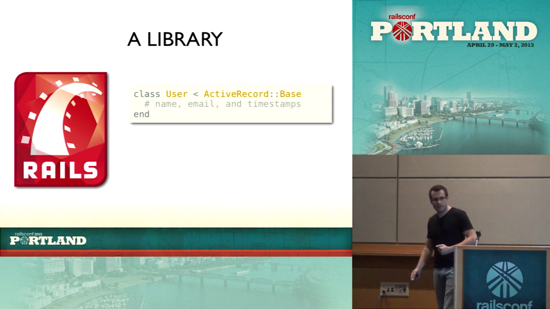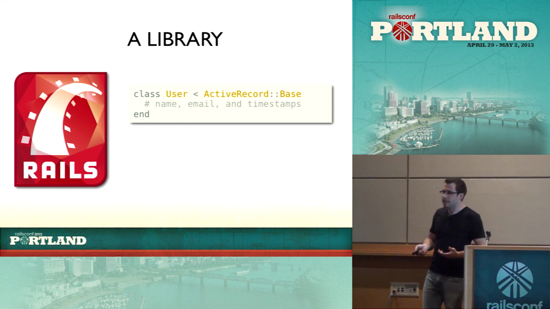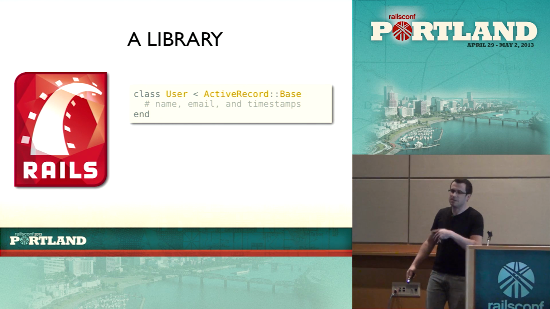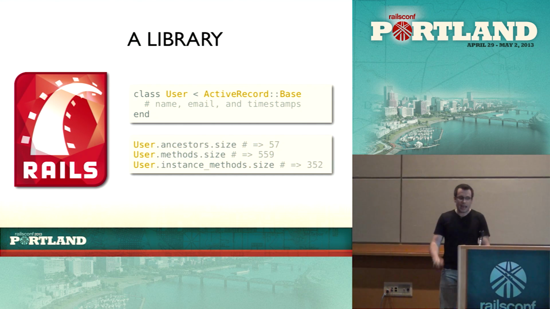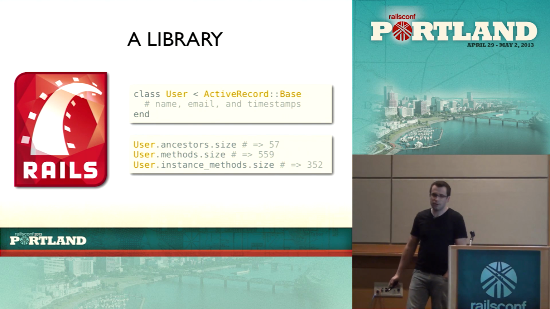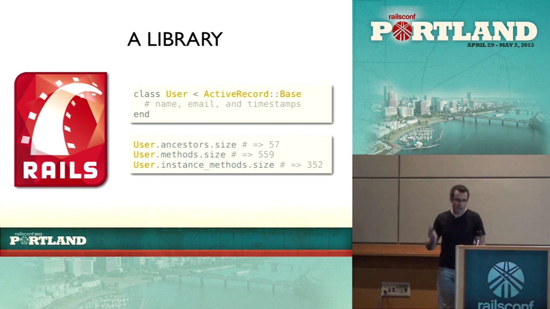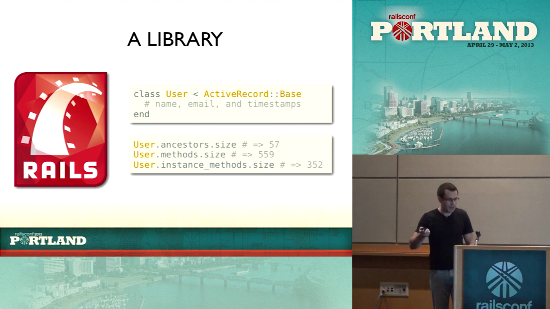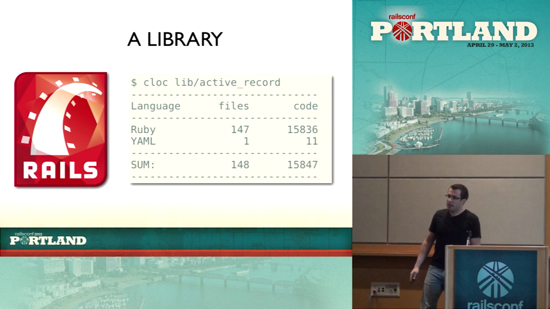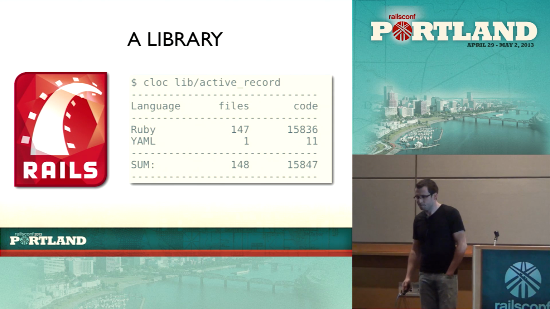ActiveRecord is also a library. There's a simple example of using ActiveRecord, and it just has a few attributes, name, email, and the timestamps, ID column, of course. And once you have that model in place, you have 57 ancestors to that model, most of which are modules that get included into the ActiveRecord-based subclass. You get over 500 methods on the class. You get over 300 methods on the instances of that class. ActiveRecord, the library, also has over 15,000, almost 16,000 lines of code.